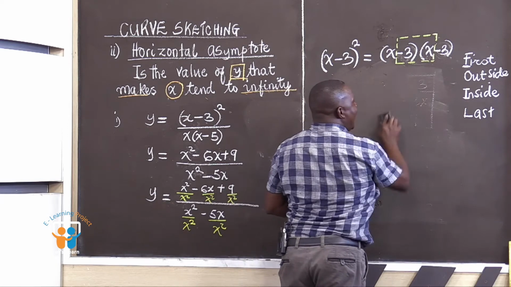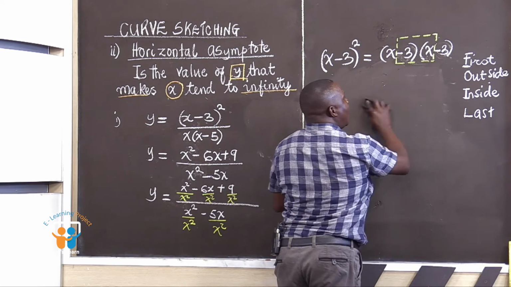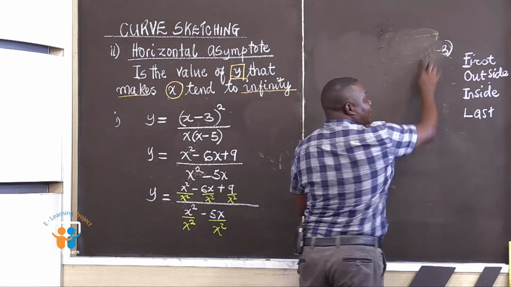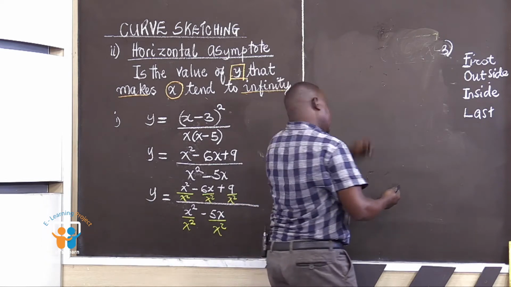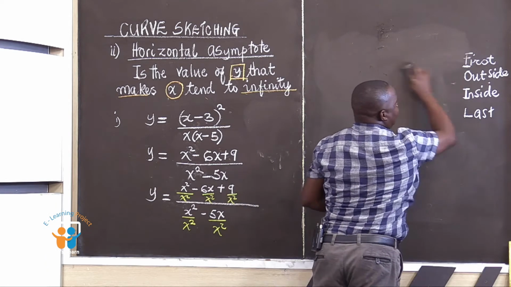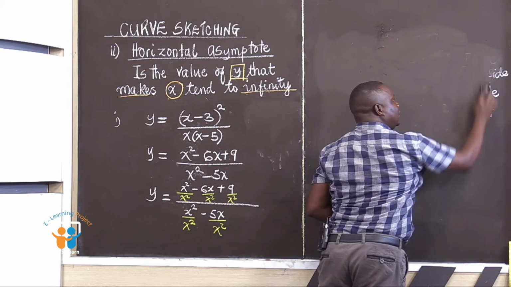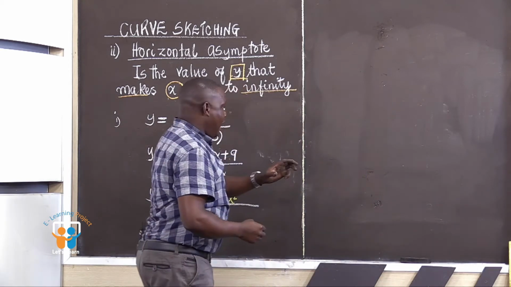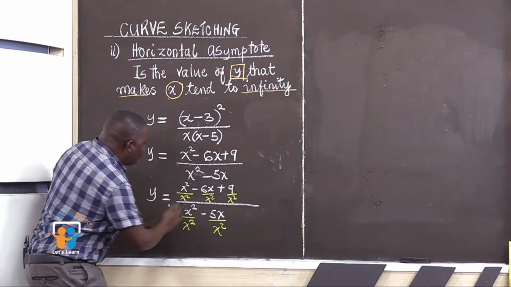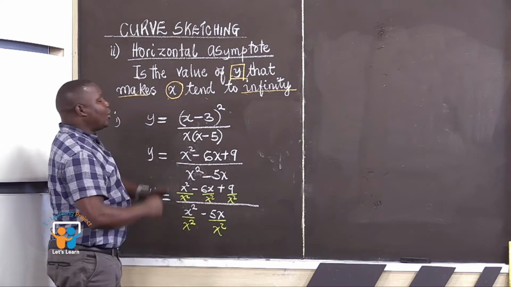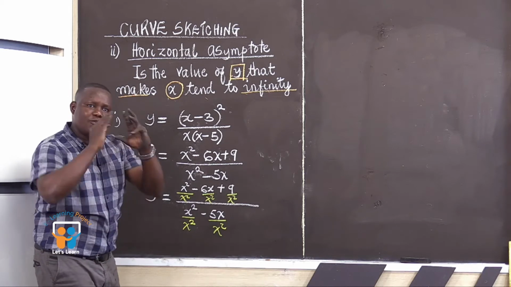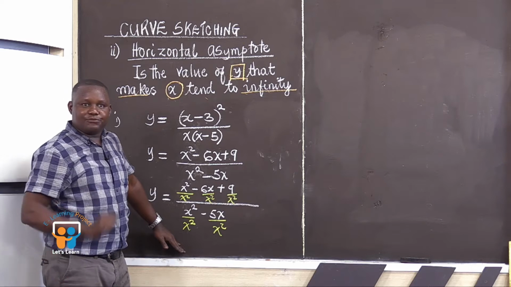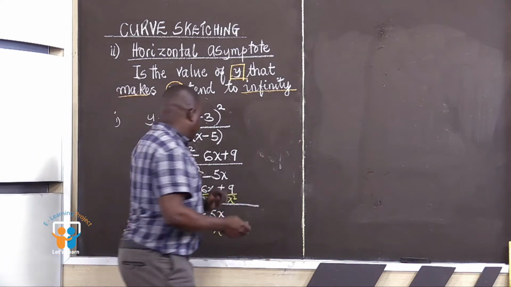We are looking at how we can determine the horizontal asymptote of a given curve using two different methods. However, these methods are going to give us the same answer. Very good. Let us quickly go through and see how best we can determine the horizontal asymptote. Remember, we ended by dividing throughout by x squared. Now the next step is to simplify. Don't leave it like this. First simplify it.